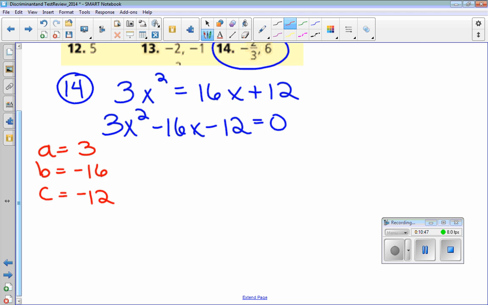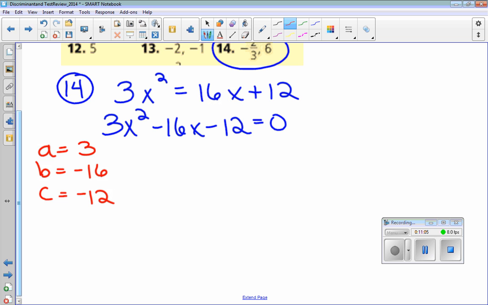Or, if you moved it the other direction, you could have had A is negative 3, B is positive 16, and C is positive 12. Both are correct. So now what we're going to do is just simply plug it in. I have negative B. B is already negative. So what do I do?